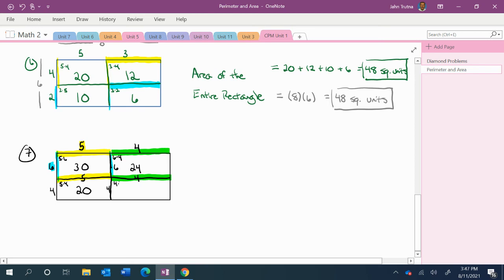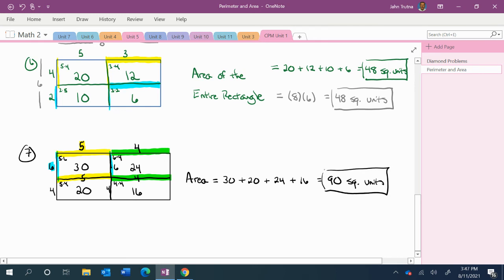And because 4 times 4 is 16, that means the bottom right rectangle has an area of 16. Okay, so that means now if I want to find the area of the entire rectangle, I'm going to add up the 4 areas. 30 plus 20, that's 50, plus 24, that's 74, plus 16, that's 90. So that means the area of this rectangle would be 90 square units. Okay, so that would be a little bit more difficult one where we have to find the area.